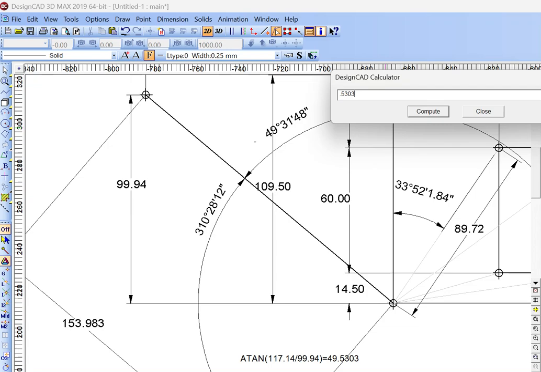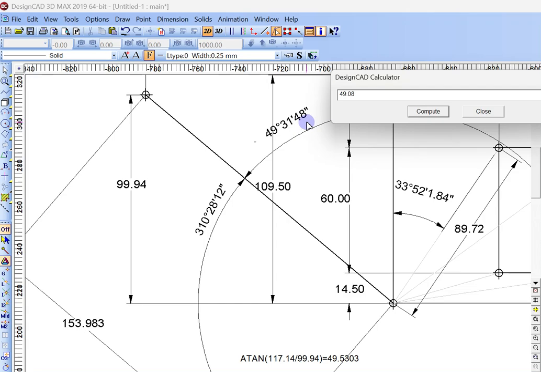0.5303. And you're going to multiply that by 60 because you want minutes, right? Equals, and then you have to do it one step at a time. So 31, right? 49 degrees, 31 minutes, and then subtract that. 31.1818 times 60 again, because there's 60 seconds in a minute. Hit compute again, and now you get your 49, 31, 48.